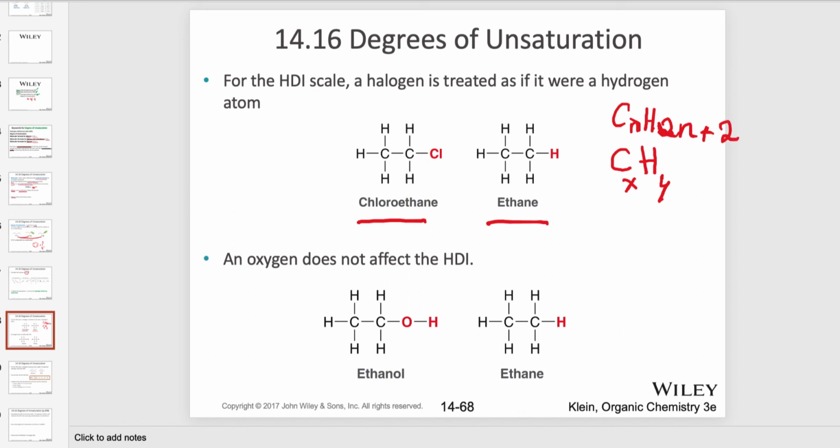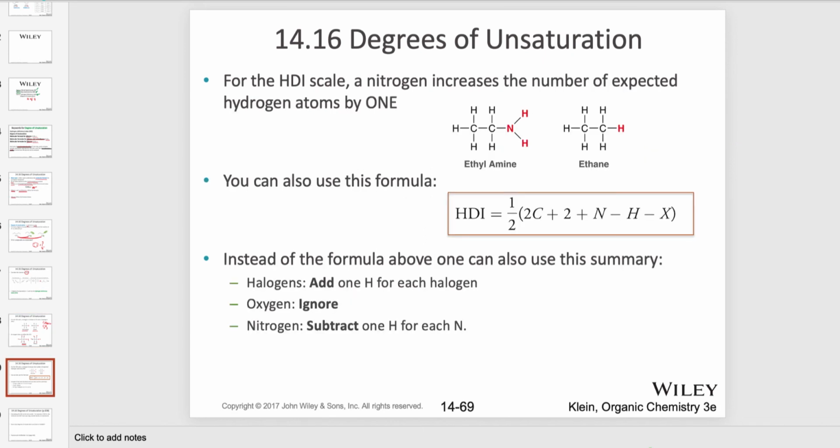Now, how about the bonding pattern with an alcohol? So now, we really haven't changed the overall number of hydrogen atoms because we have 1, 2, 3, 4, 5, 6, and we have 1, 2, 3, 4, 5, 6, right? So all we're doing is we're inserting an oxygen. So if our original formula has an oxygen, we simply ignore it because it does not affect the overall hydrogen count. However, there is something known as the nitrogen rule.